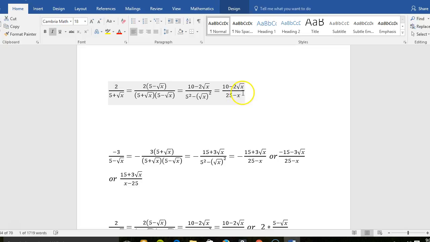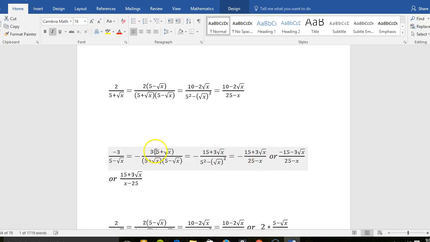So that's all. Now, if you have a negative, negative 3 over 5 minus radical x for the next problem, you're going to stick 5 plus radical x's up top and bottom. Yank that negative out to the side. Get it out of your hair. Just get it out of the way. So we got the negative of. Now we get difference of squares down here. Again, that's 25 minus x.